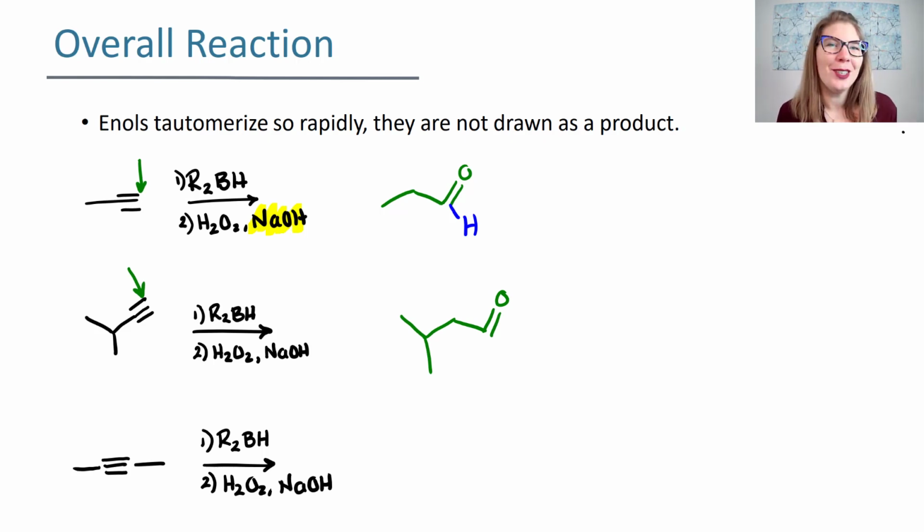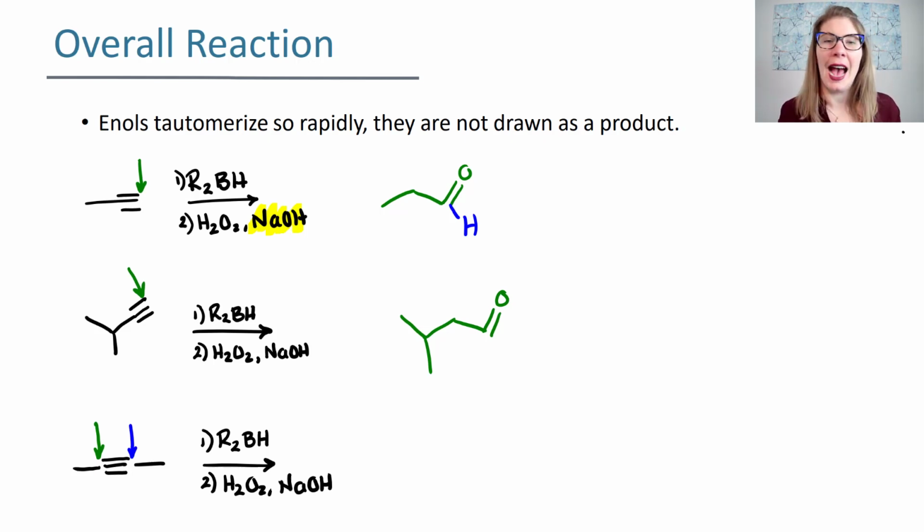What if you have an internal alkyne? What if you don't have a less substituted side? Well, you need to be looking at this for the possibility of two different products, because you could add to that side or you could add to this side. Let's draw both and see what happens.